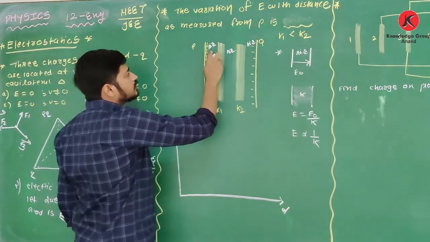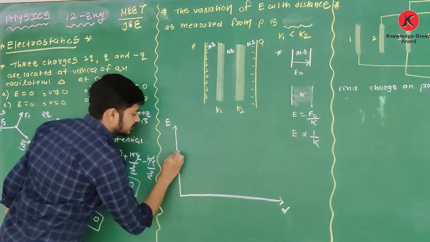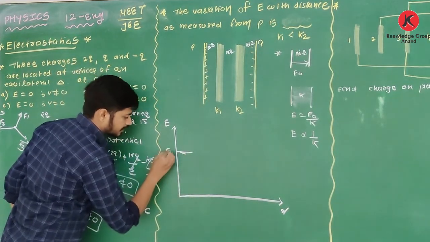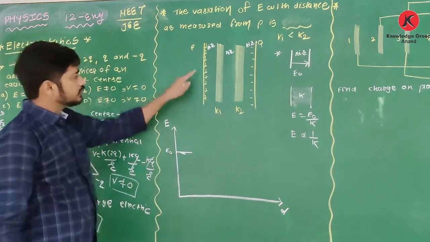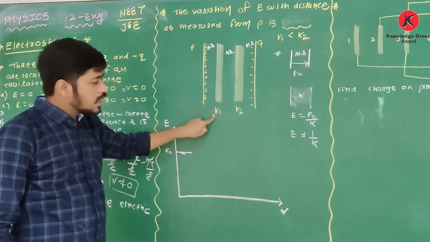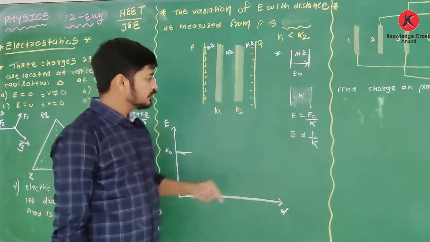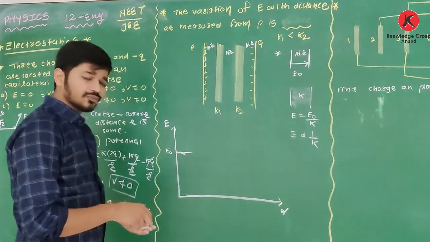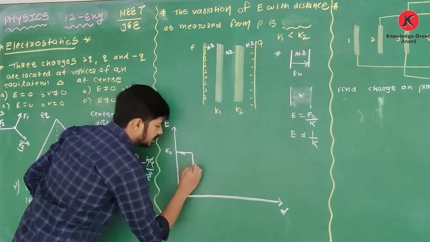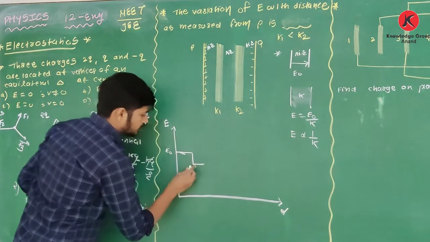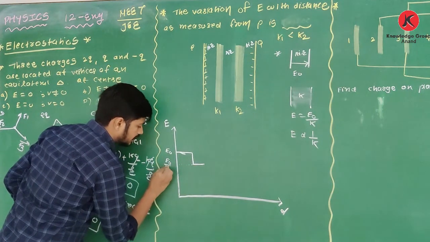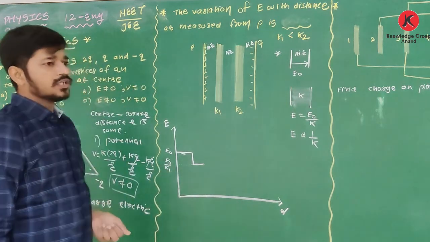As we have to find the electric field, first of all, in this region it is air. So let the electric field be E0 here in this region. Then it is a dielectric having dielectric constant K1. So here you have to put E is equal to E0 upon K1. So yes, obviously the electric field decreases. Clear? So its value is E0 upon K1.